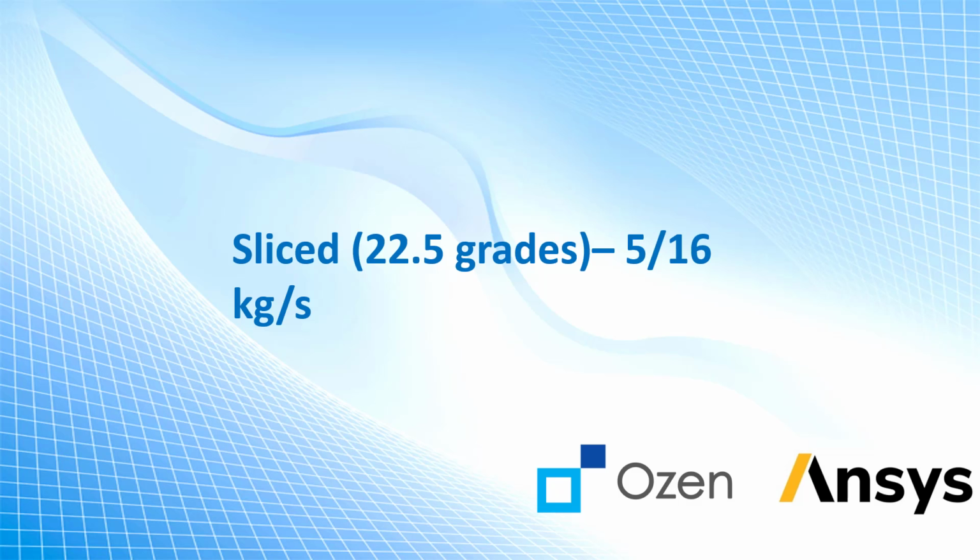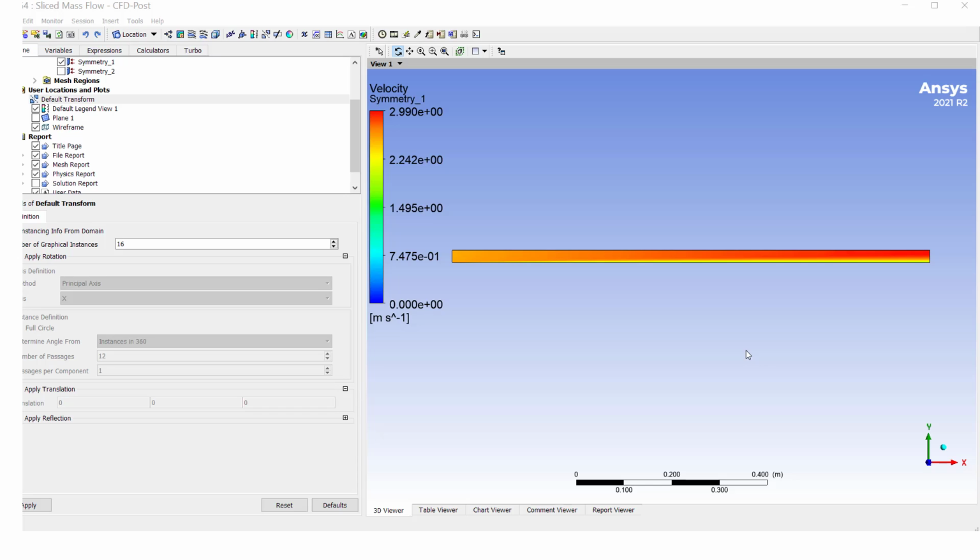Now let's see what happens if we use the same slice geometry, but now the mass flow rate is 5 kilogram per second divided by 16. That is the number of slices that we have for getting a fully 3D geometry. And now let's see what happens. For this case, we can see here the contour of the velocity. We have a maximum velocity of 2.99, which is pretty close to the velocity obtained for the full 3D geometry.